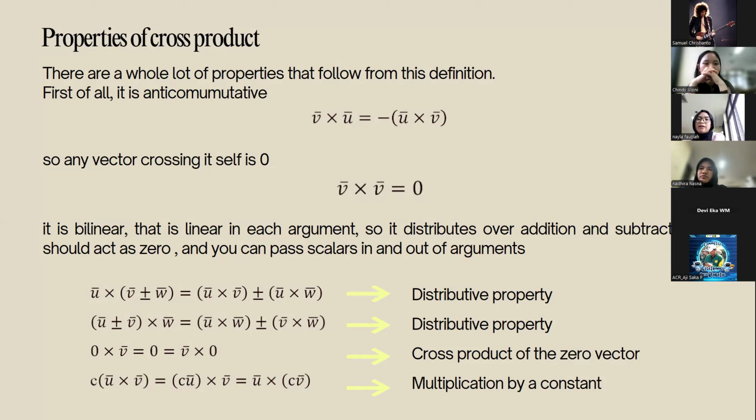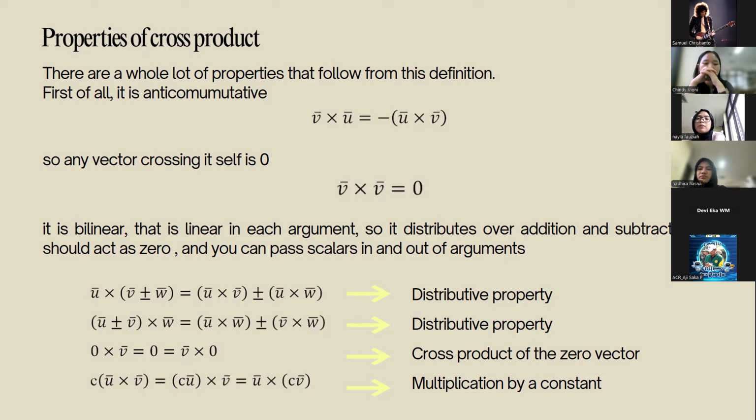Next is properties of cross product. There are a whole lot of properties that follow from these definitions. First of all, it is anti-commutative, that is vector u multiplied by vector v is equivalent to negative vector v multiplied by vector u. So any vector crossing itself is 0. So vector v multiplied by vector v is equivalent to 0.